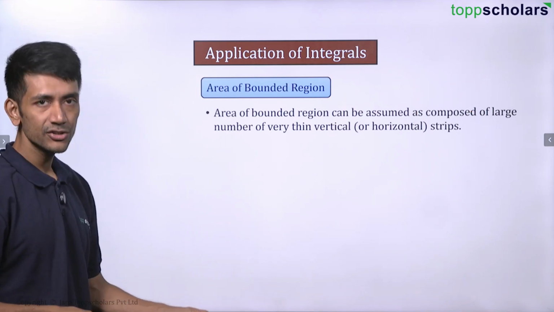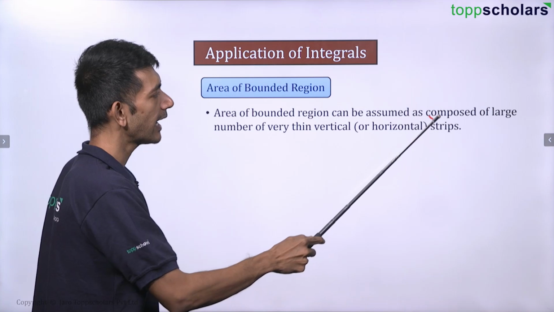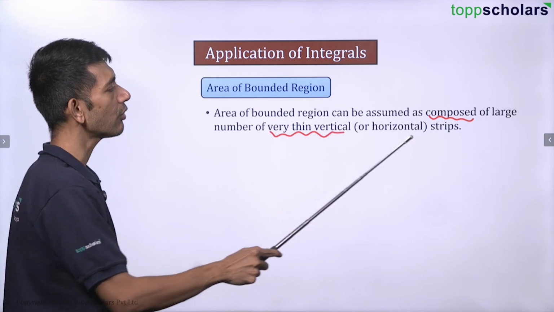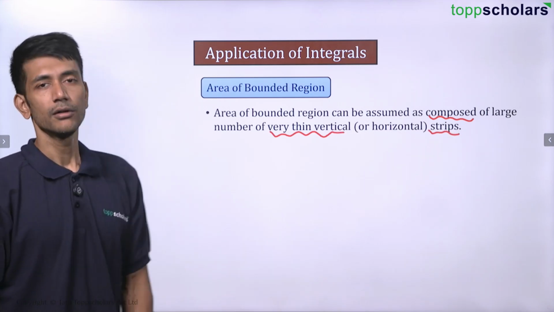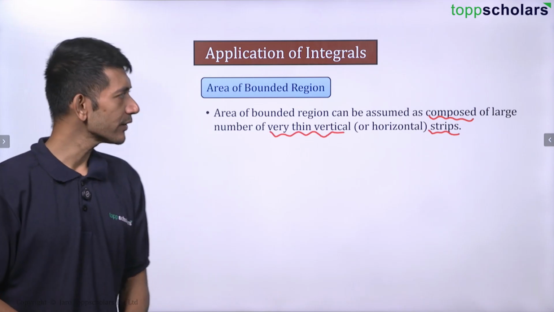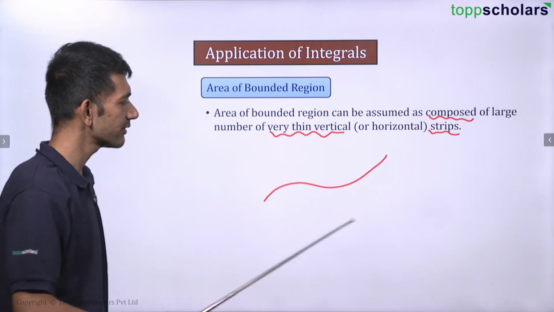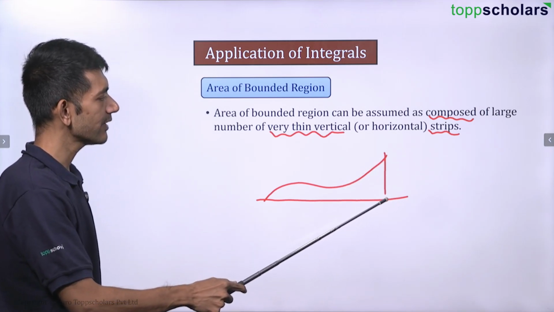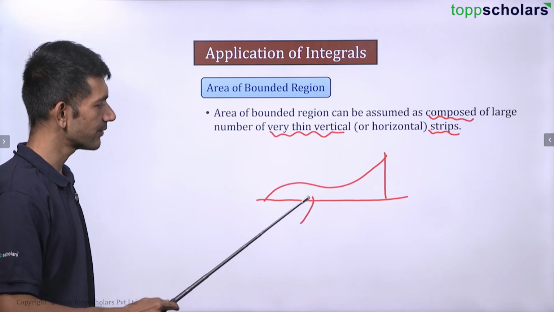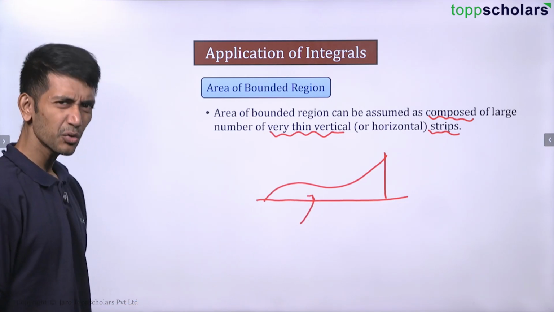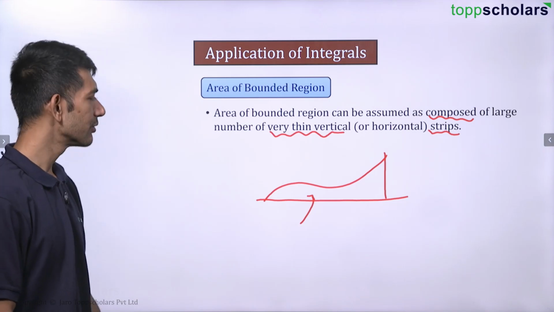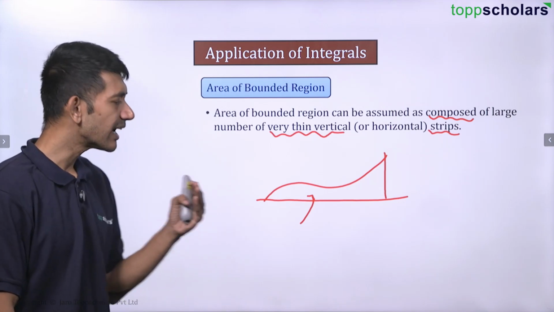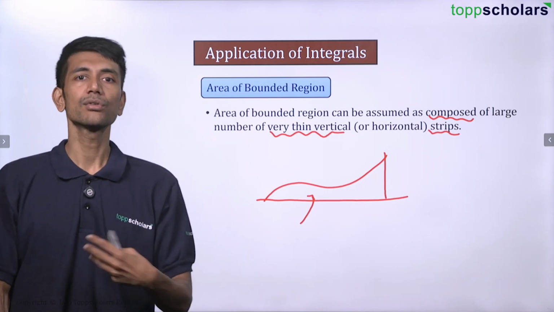Okay. So let us talk about area of the bounded region. The area of a bounded region can be assumed as composed of a large number of very thin vertical or horizontal strips. Basically, whenever we have the area, now see this is a curve, right? We have something like this, and then we are supposed to find out this particular area. To find this area, is it a square? No. Is it a rectangle? No. Is it a triangle? No. So this is an uneven figure, right? Whenever we have an uneven figure, we cannot directly use the formula to find out the area.